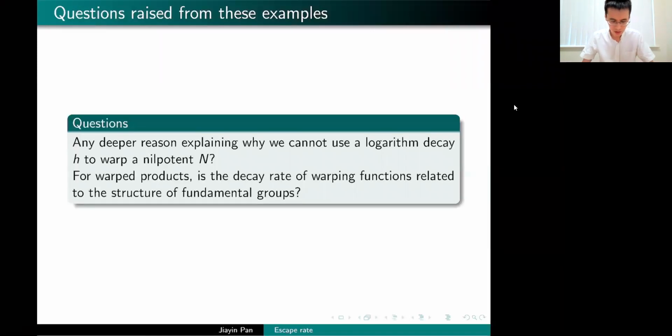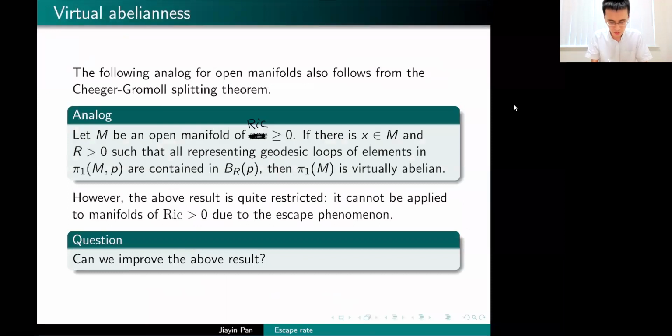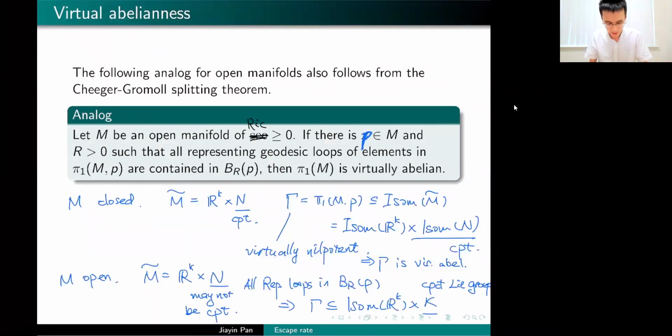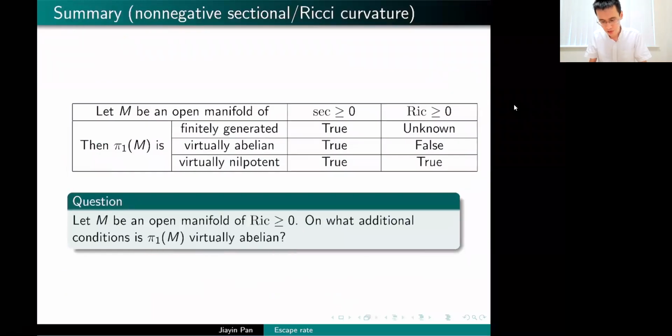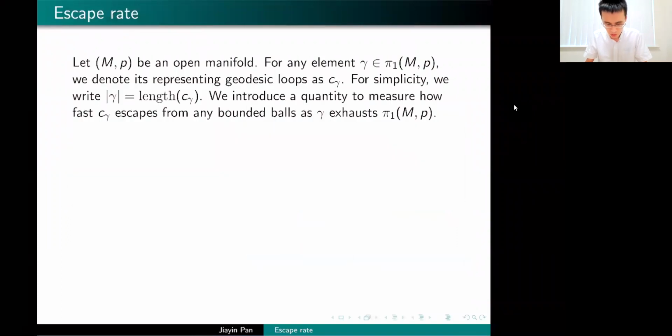Okay, so to address these questions, and also the one that I mentioned, can we improve this bound when the fundamental group is virtually abelian? To address these questions, we introduce a quantity called the escape rate.